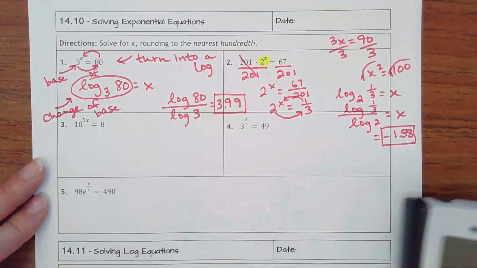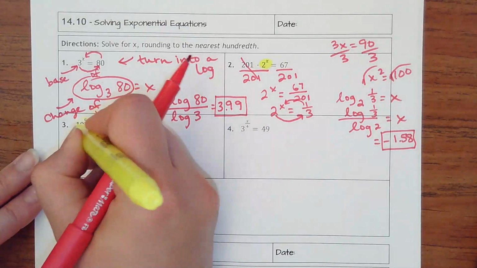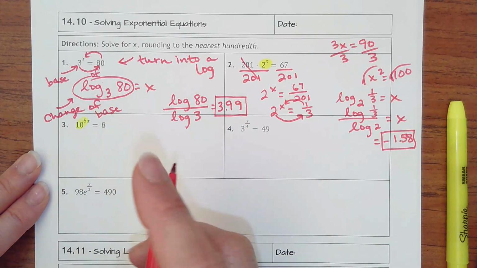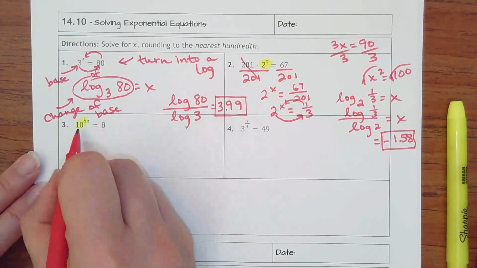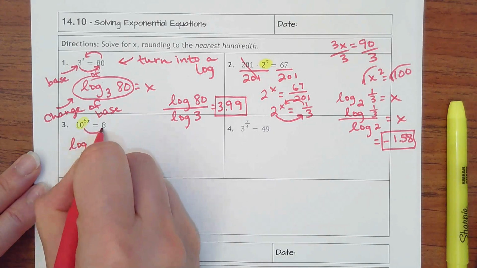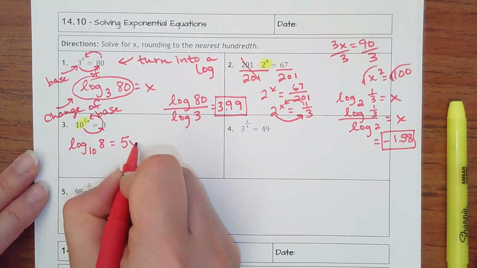Okay, let's try number 3. The exponent part is isolated. Don't worry about that 5 right now, but it's not anything plus or minus the exponent. So I'm ready to change this into a log. The log has a base of 10 of 8, needs to equal the power, which is 5 times x.